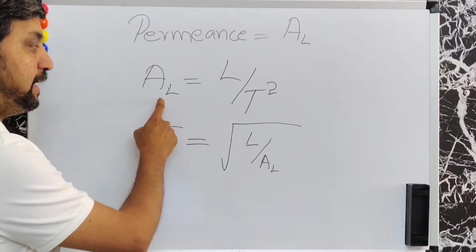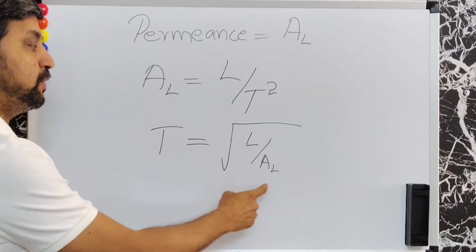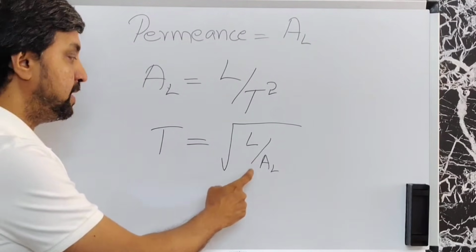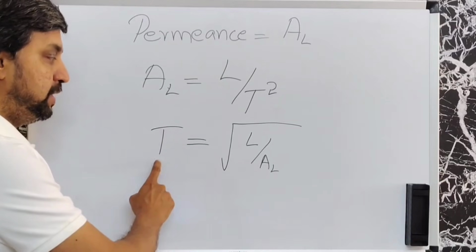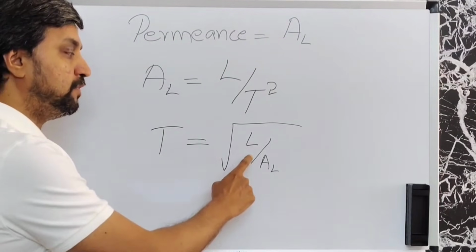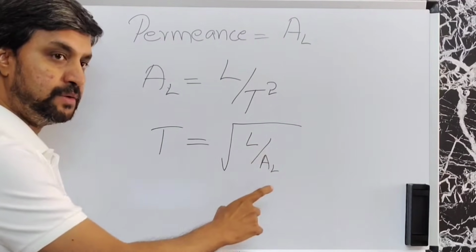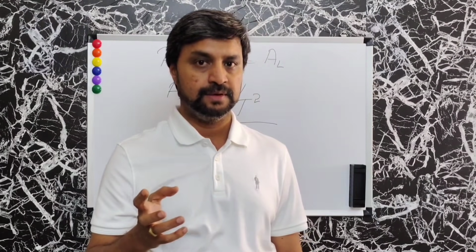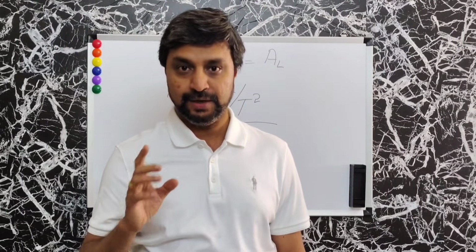Once you have this AL value, it's very easy to rewrite the equation and find the number of turns required for your inductance. So, turns is equal to the square root of inductance divided by AL value. So, you get the number of turns required to get that inductance. Is that so easy? No.